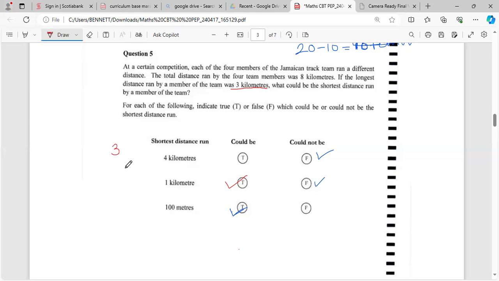Should I call names? Let me find out what you think. Jeremiah, what do you think for that one? Sir, for the 4 kilometers, I think it could not be. For the 1 kilometer, I think it could be. And I think for the 100 meters, it could be. All right. What about Alia? What's your opinion, Alia? Sir, I think it could be the 1 kilometer.